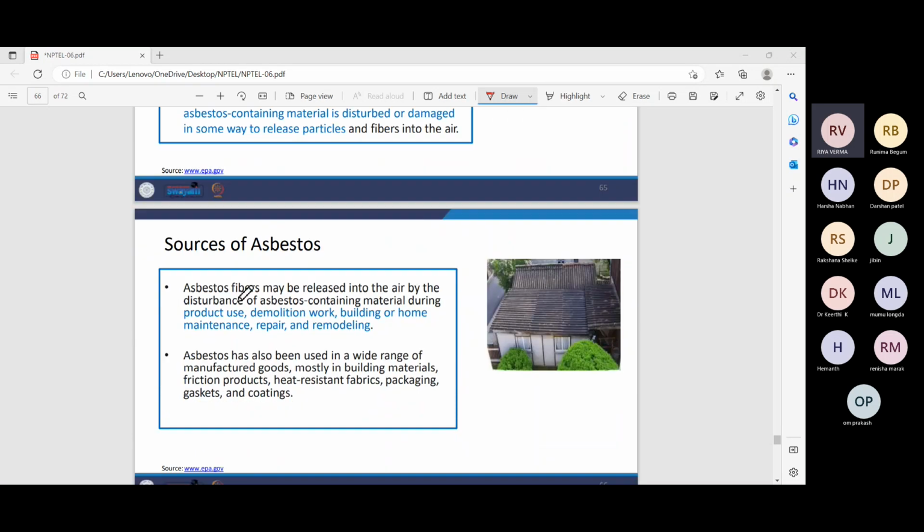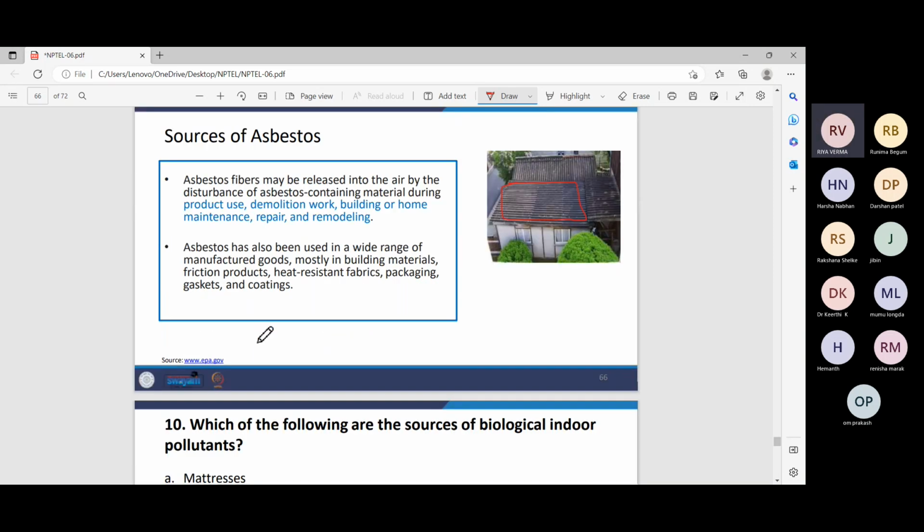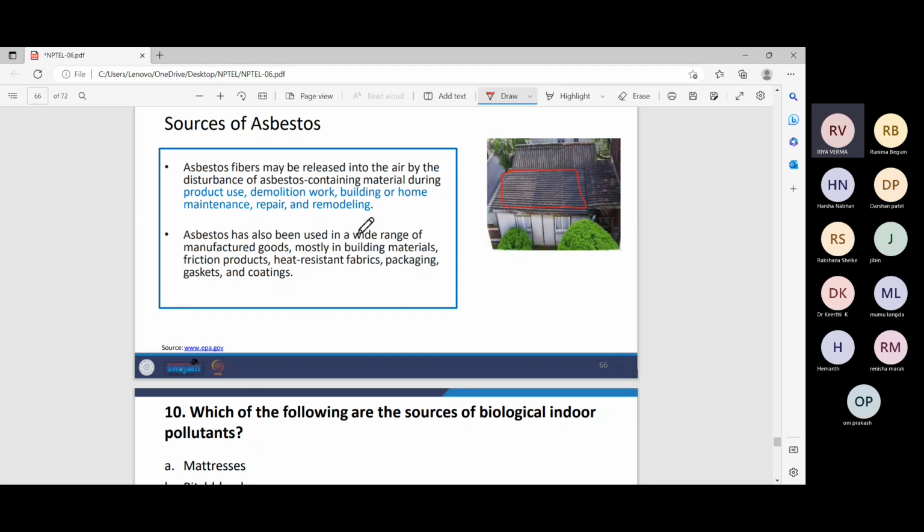And basically, the sources of asbestos include that it can be released into the air by the disturbance of asbestos containing material during product use or demolition work, building or home maintenance, then repair and remodeling. It has also been used in a wide range of manufactured goods, mostly in building materials. For example, these sheets that are being used in the rooftops, earlier these tended to have asbestos in them. Friction products, heat resistant fabrics, packaging gaskets, and coatings. All of them used to have asbestos in them.